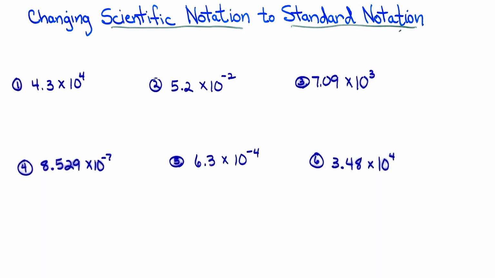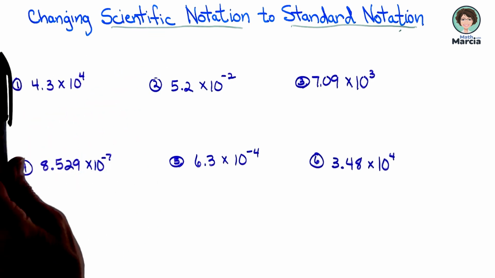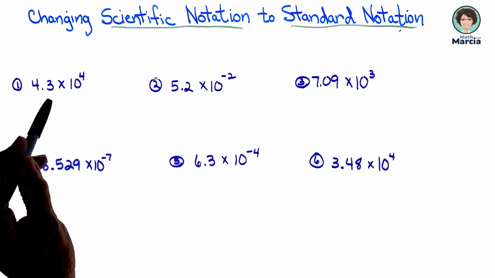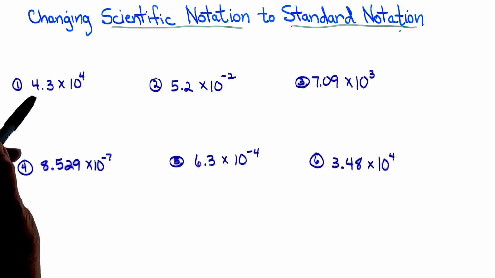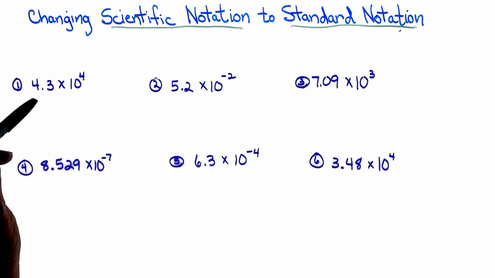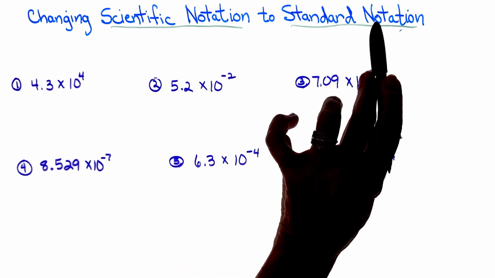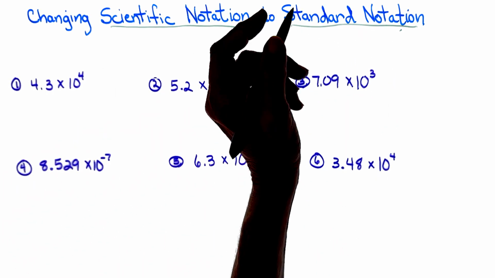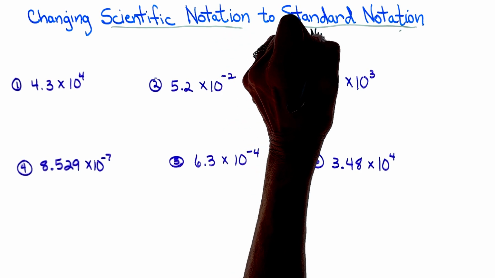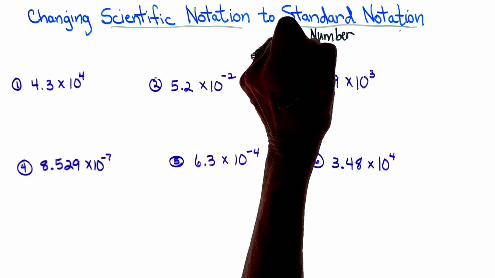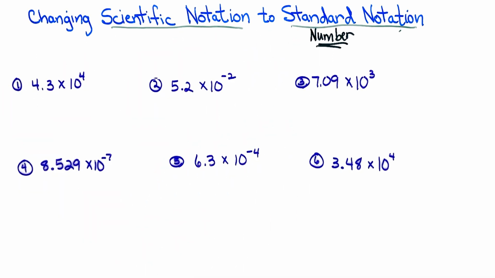For this lesson, we're going to be changing scientific notation to standard notation. So remember, scientific notation needs to have a number where the whole number is between 1 and less than 10, and then we're multiplying it by a power. When we talk about standard notation, it is a very fancy word for just what the number looks like when we always write numbers. So let's start this lesson.